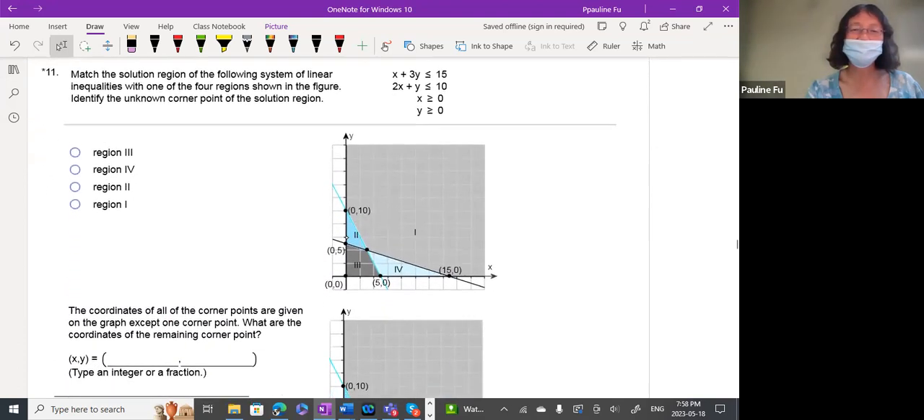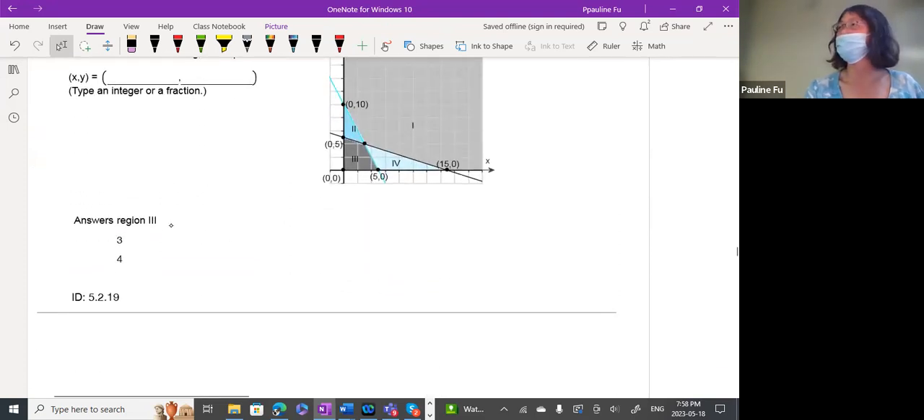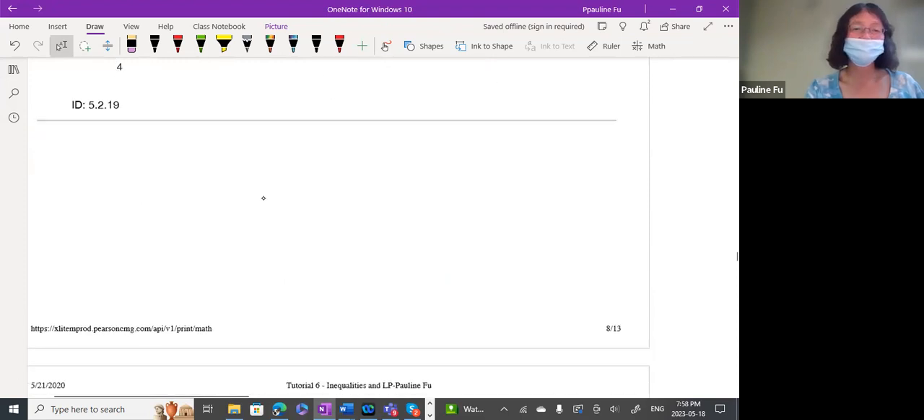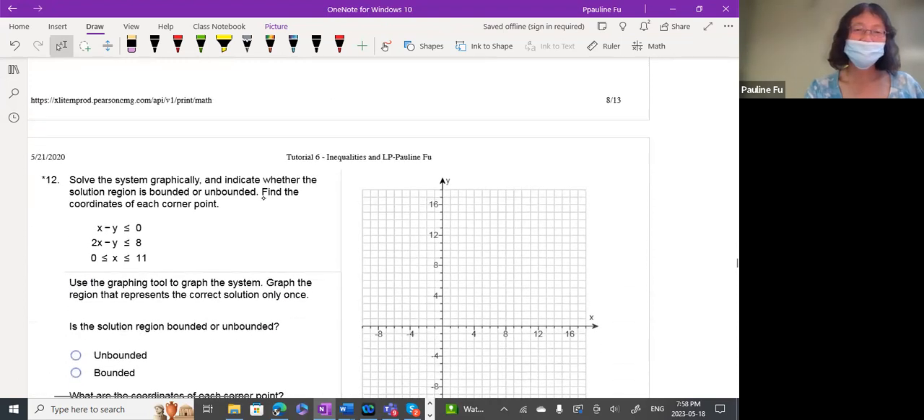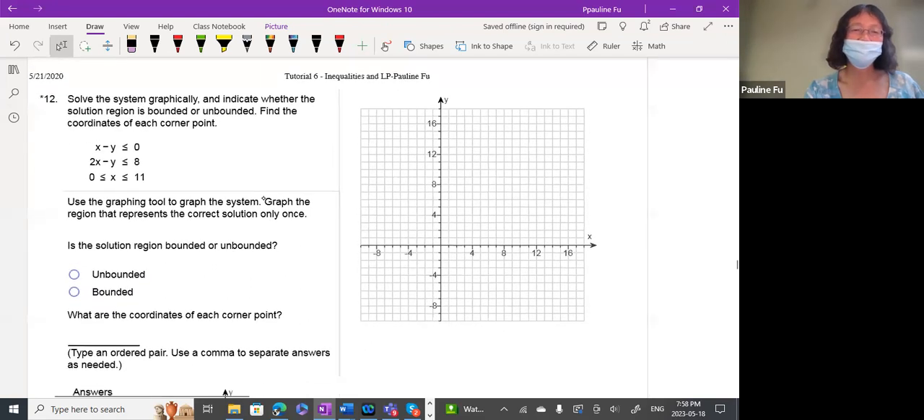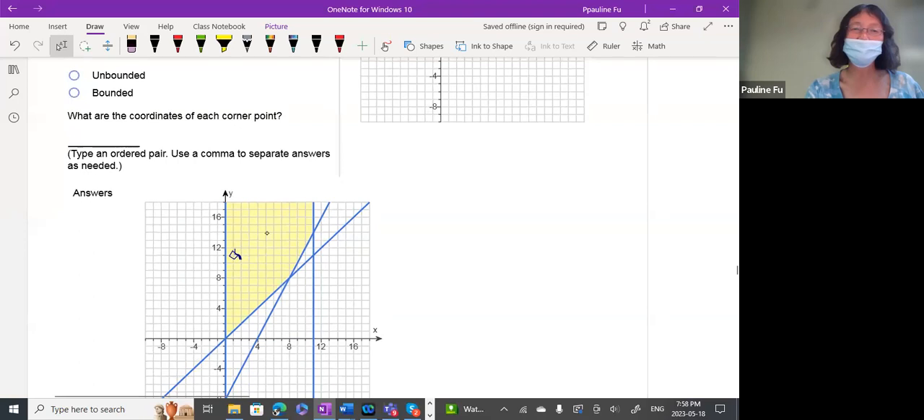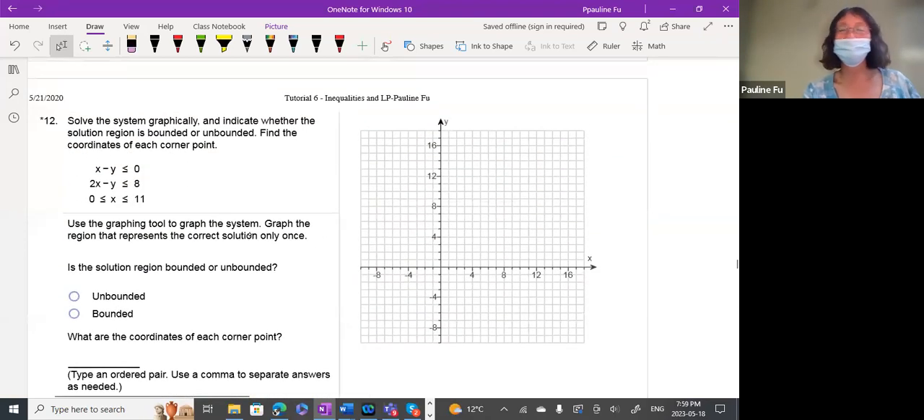Match the solution, similar questions you can find by yourself. I give you the answer here. You have the answer, okay? Question 12. Again, you can try, without looking at the answer, to see if you can come up with this one. Do you want to do question 12 or want to skip it? What do you want? Skip?